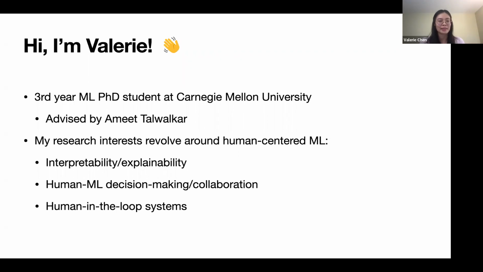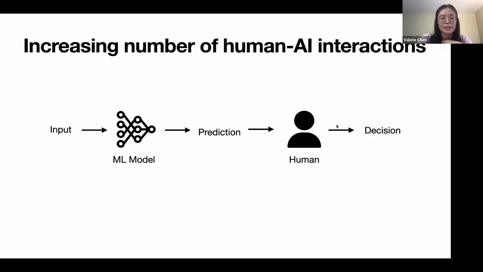I'm Valerie. I'm a third-year PhD student in the machine learning department at Carnegie Mellon, advised by Amit Talwalkar. But I work with a bunch of people, and my research interests are broadly centered around human-centered machine learning. So a lot of things relating to interpretability, explainability, and also more broadly human machine learning, decision-making and collaboration, and human-in-the-loop systems.